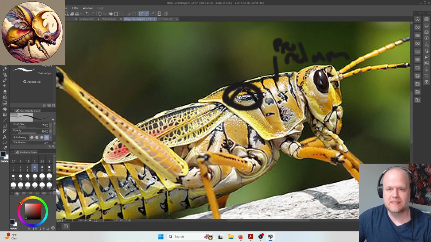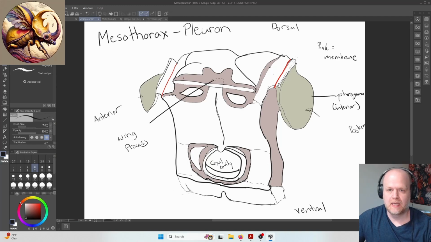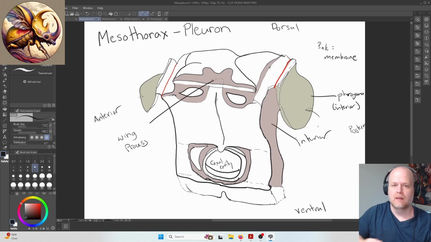And you can't really see that attachment. If you were to peel off the pronotum and look at the wing attachments at the base of the wings, you would see quite a bit of membrane. So that's what you're seeing here in the pink. And then like this pink here, this is all interior membrane. Like if you pulled apart the actual thorax, that's what you would see there.